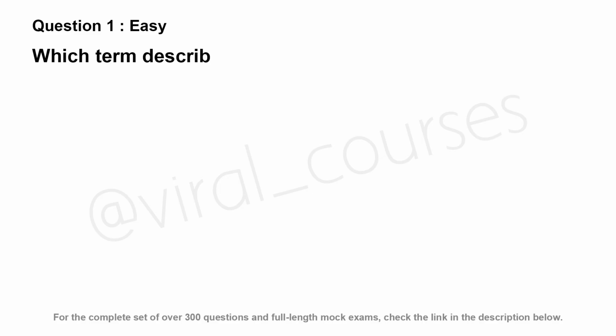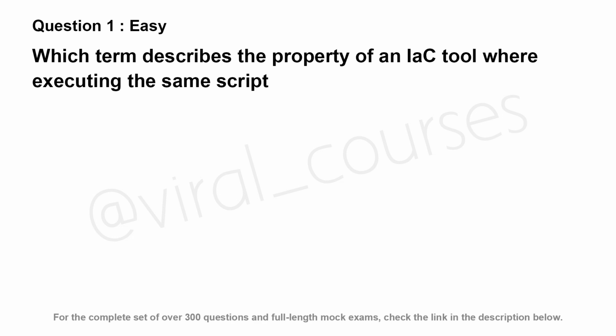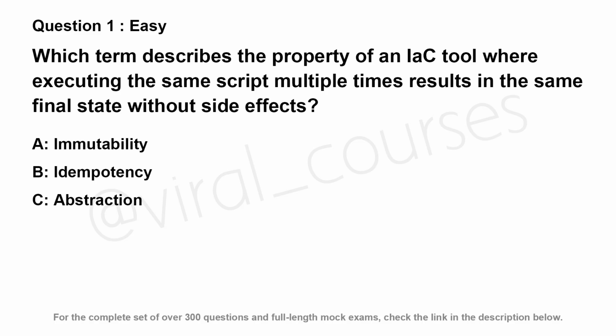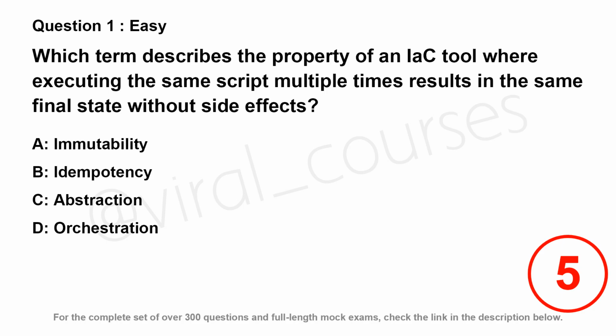Which term describes the property of an IaC tool where executing the same script multiple times results in the same final state without side effects? Option A, immutability. Option B, idempotency. Option C, abstraction. Option D, orchestration.